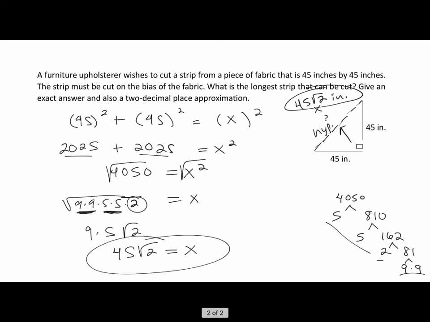But then we also want a 2 decimal approximation, so let's put that in the calculator. And our approximation, so approximately 63.6396. How many decimal places do we need? 2. So if the digit to the right of that number is 5 or higher, we're going to round up to 63.64 inches. That's our approximation.